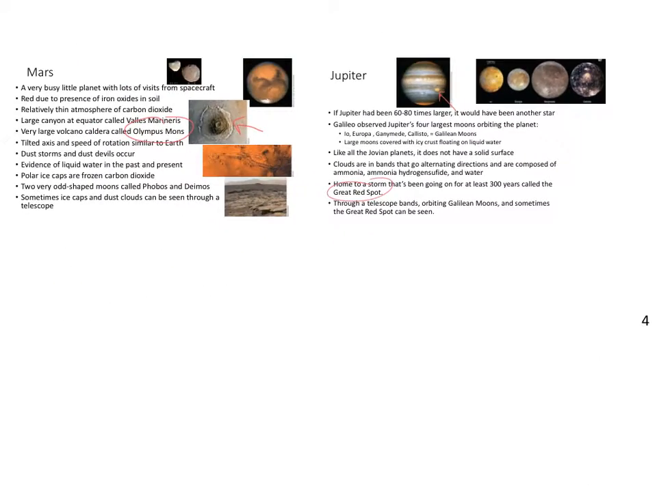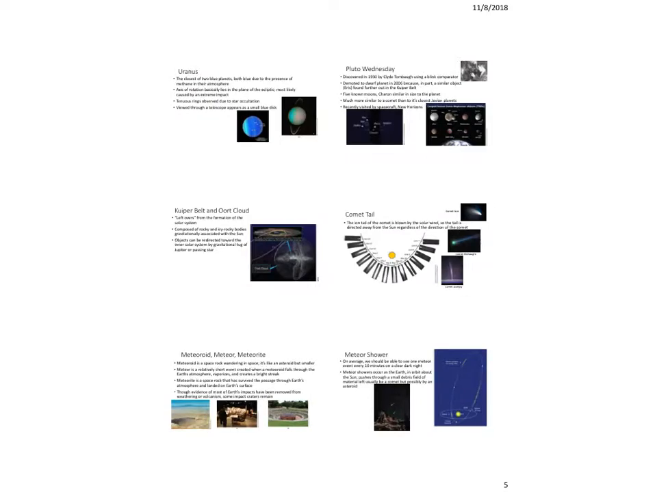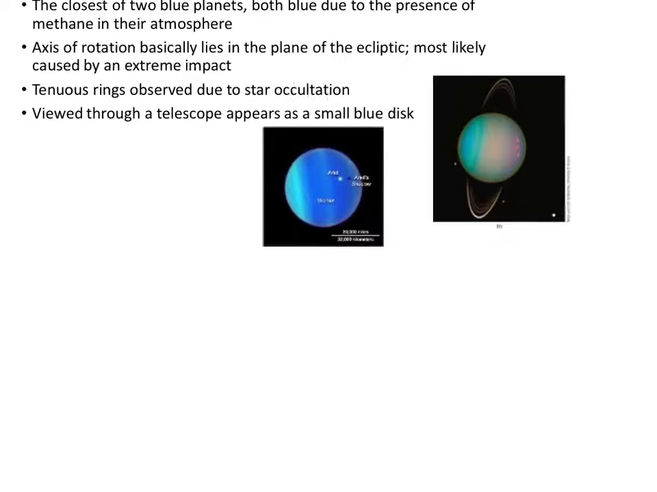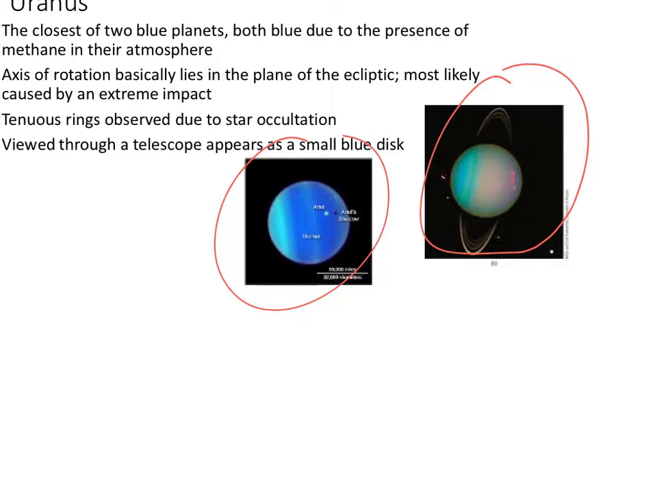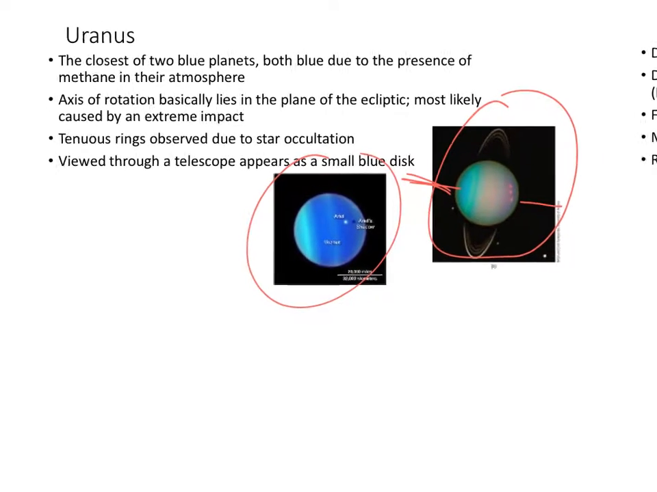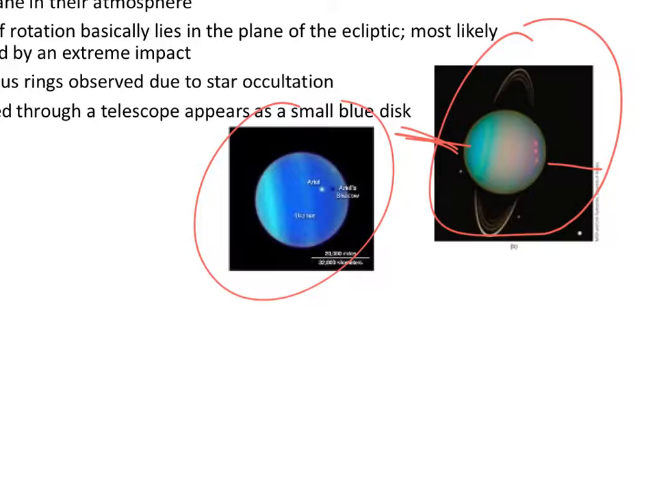Uranus's strange tilt. It looks like this. Whenever you see a picture of Uranus, I think these are both Uranus. Its axis of rotation basically lies in the plane of the ecliptic, so it kind of scoots around on its edge like that. So it makes it have some crazy seasons.